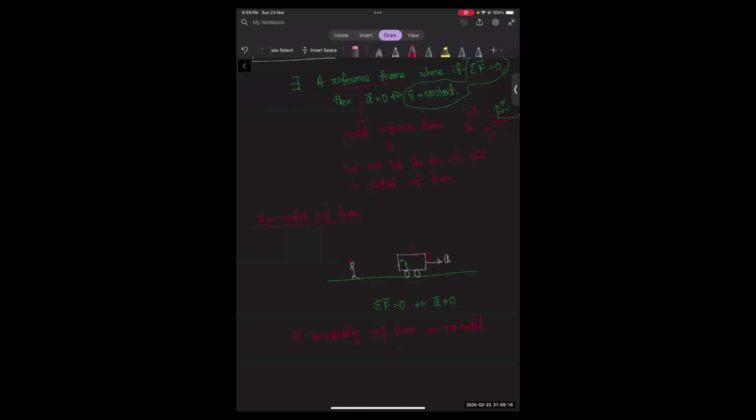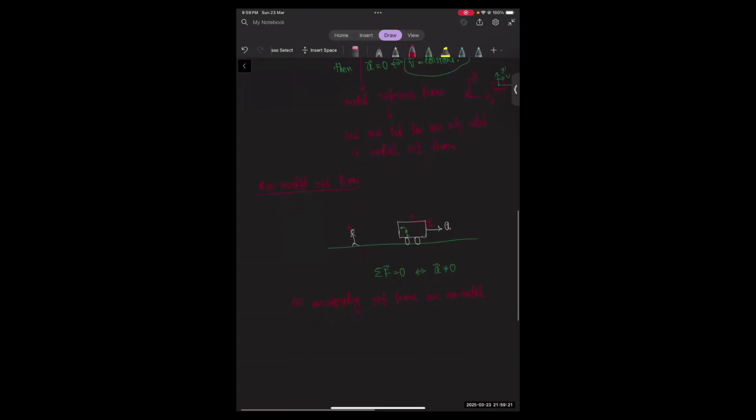So now this is a huge problem because almost everything is accelerating. You're driving a car, the car is not moving at constant velocity. You have to start the car, you have to stop the car. So it will have acceleration at some point. So this basically means nothing is an inertial reference frame. Even the Earth itself, Earth is revolving around the sun.